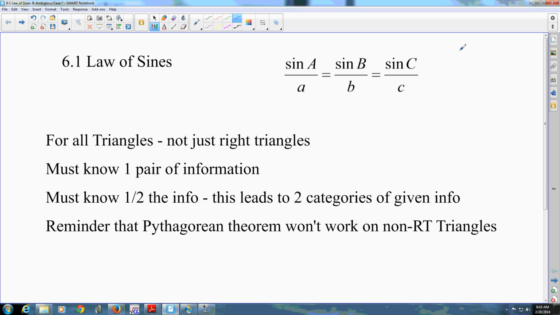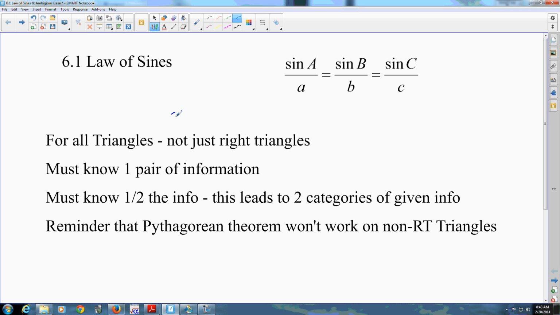Hello everyone, this is for section 6.1 for law of sines. You can use it for any triangle, though if it's a right triangle, I would just stick with regular SOHCAHTOA. Just letting you know though, it can be used on any triangle, whether it's a right triangle or not.